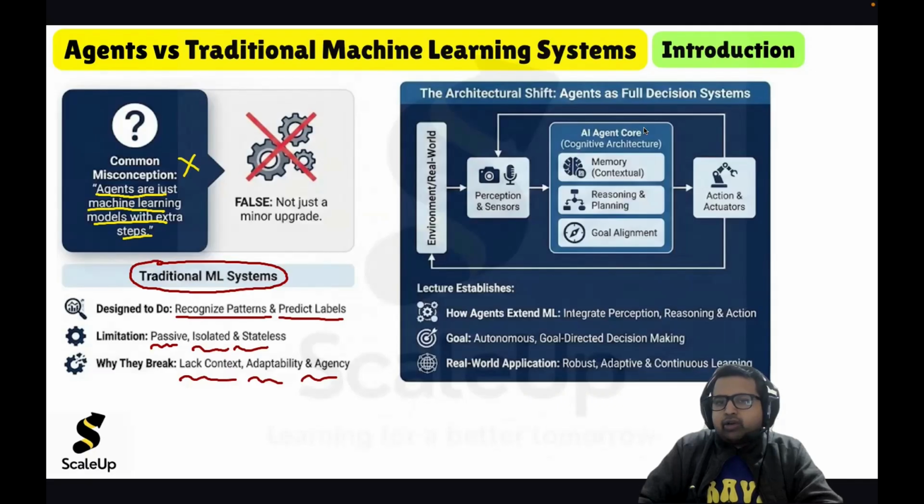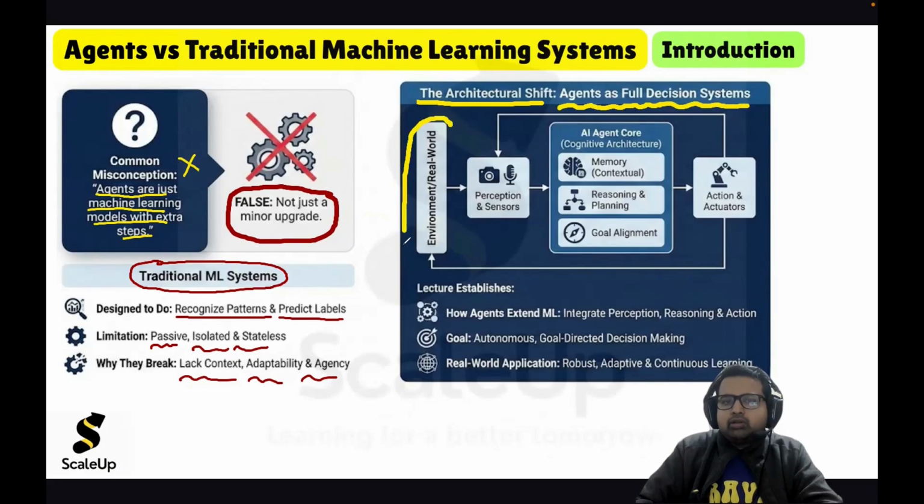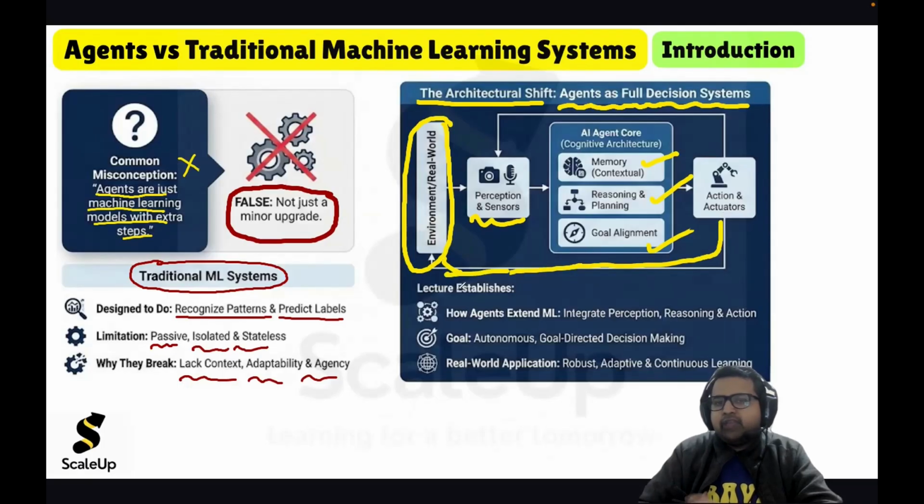We can call AI agents an architectural shift. It's not a minor upgrade of machine learning systems. Rather, it is a total architectural shift wherein agents act like full decision systems. They keep on taking inputs from the environment, from the real world, that is perception and sensing. Agents have state, they can reason and plan, they are aligned with a goal, and they perform actions which affect the real world. And they keep on reiterating their strategies, that is to reflect and adapt.